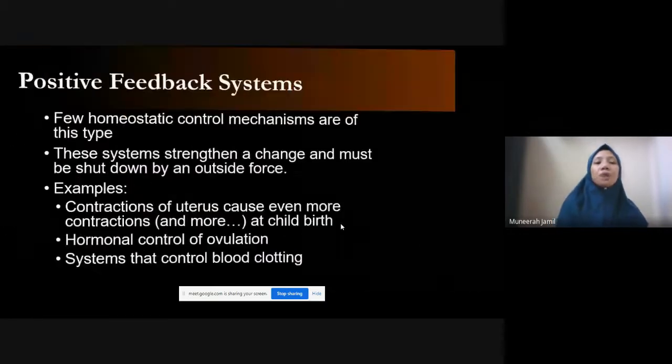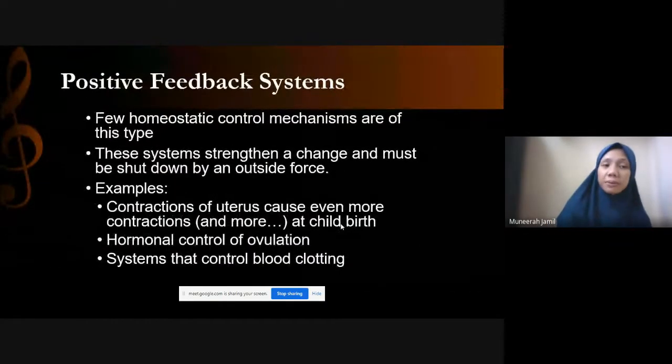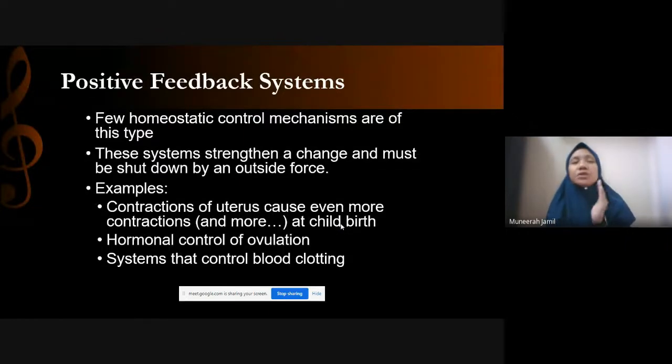Okay. All right. Now let's move to the positive feedback, and then you must try to distinguish between these two types of feedback. Okay. So as I mentioned before, negative feedback, most of the feedback in homeostasis is actually referring to negative feedback. However, there are a few homeostatic control mechanisms of this type, the positive feedback system. This system basically works to strengthen the changes and must be shut down by an outside force.